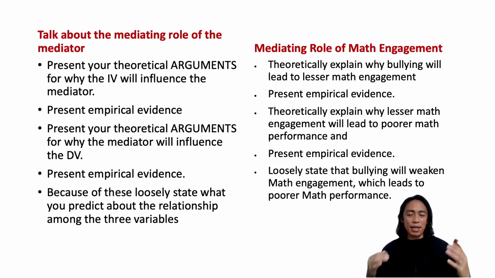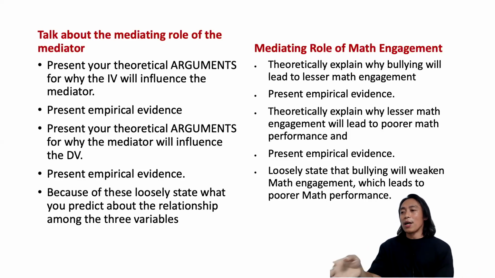And because of these arguments and empirical evidences, we can now loosely state our predictions, our hypothesis. You have the option to actually state your hypothesis at this stage, but if I were to write it, I'll probably put the actual hypothesis in the next section. So in our example, loosely state that bullying will weaken math engagement, which leads to poorer math performance. And you're basically just summarizing the theoretical arguments that you've presented a while ago.